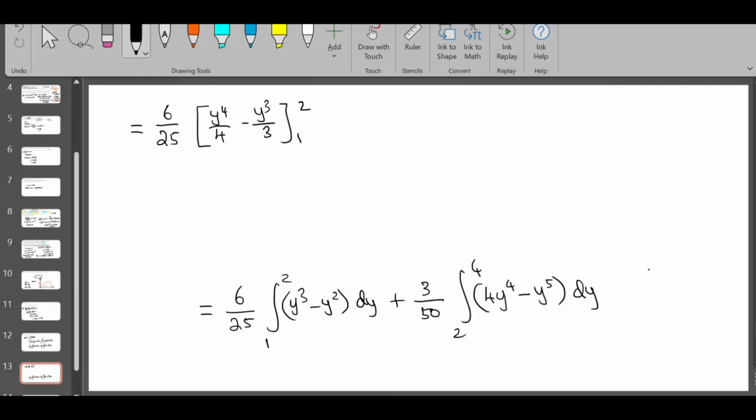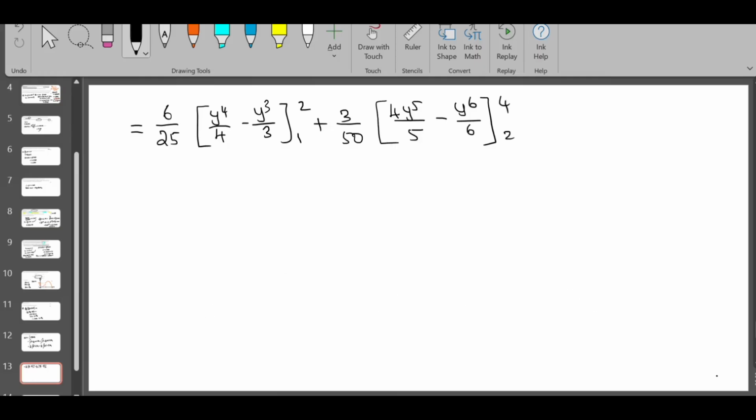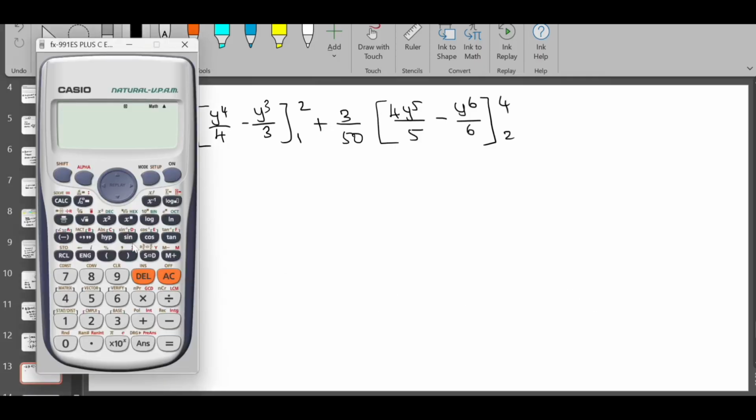That's the first integral, plus 3 over 50 times (4y^5 over 5 minus y^6 over 6). That's the second integral, from 2 to 4. Now we have to carefully simplify this, so I'm going to use my calculator straight away. When you sub in the upper limit, 2^4 over 4 minus 2 cubed over 3.